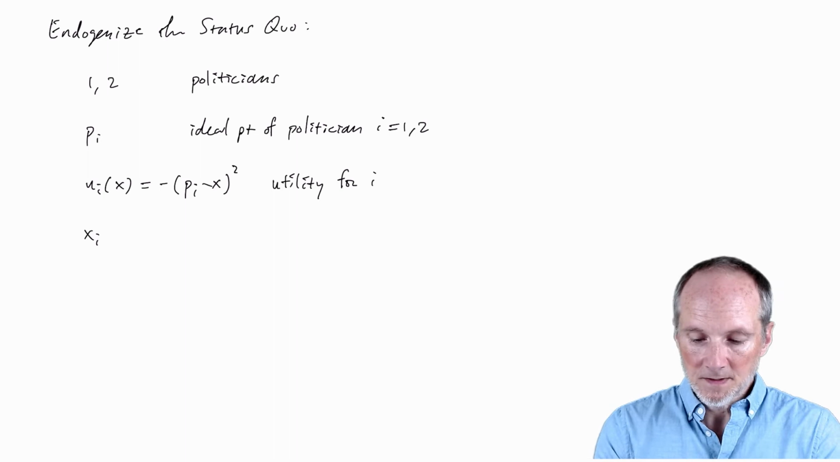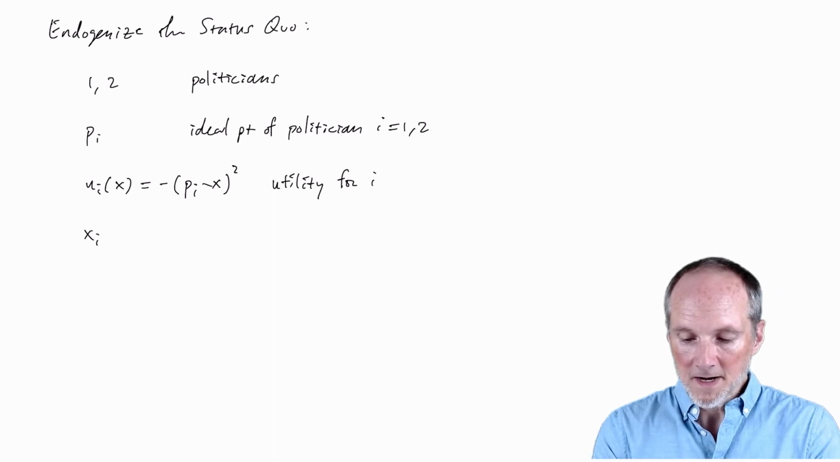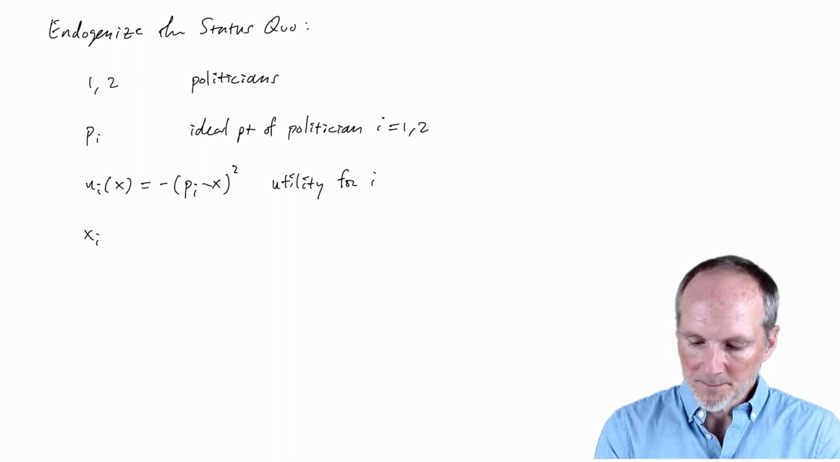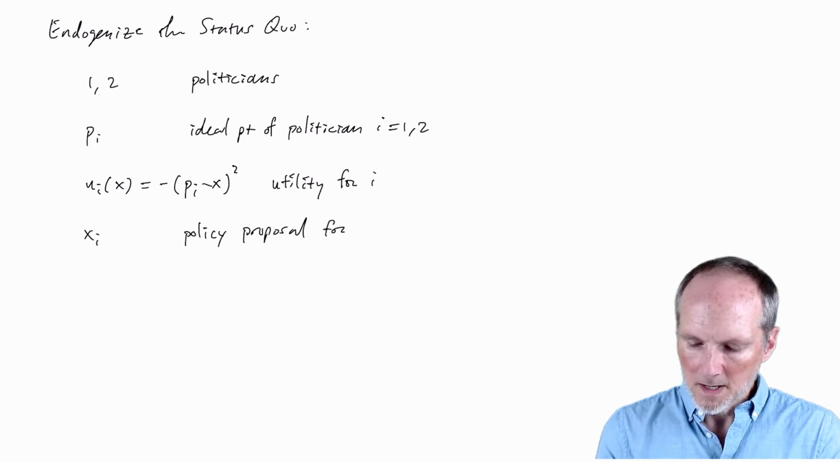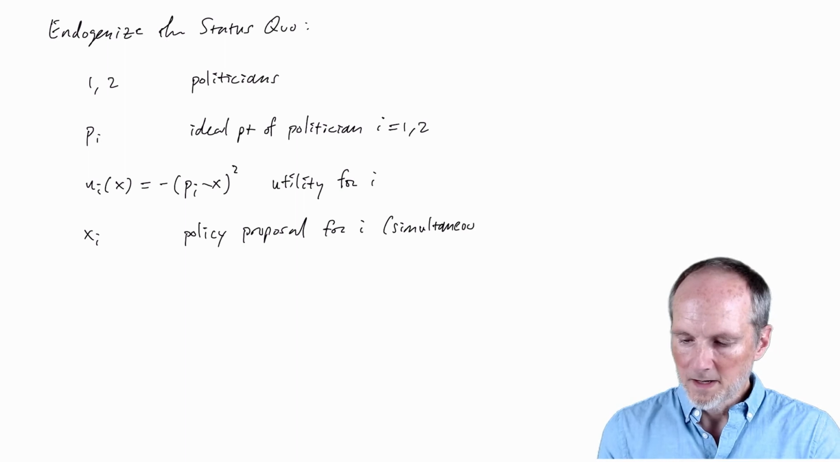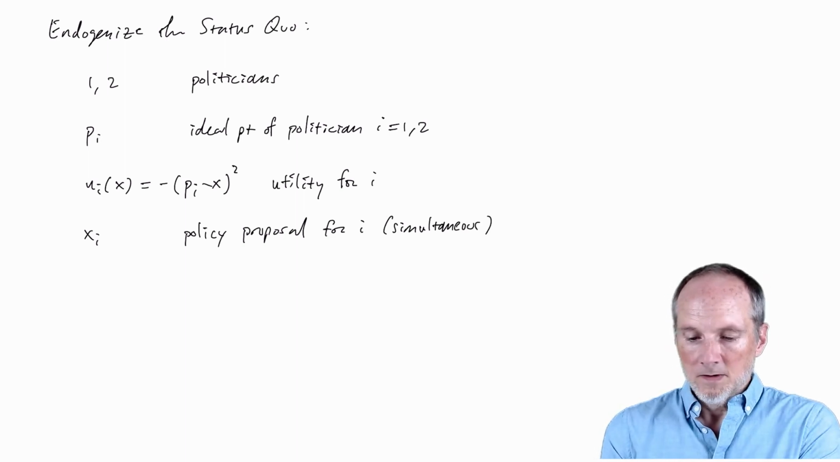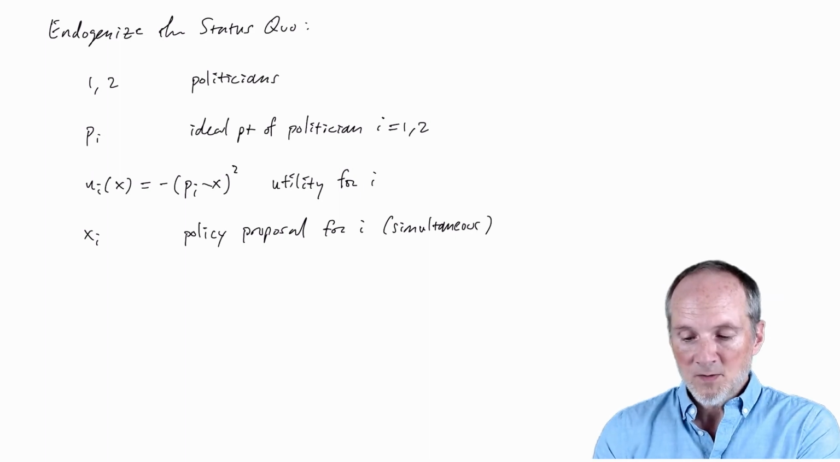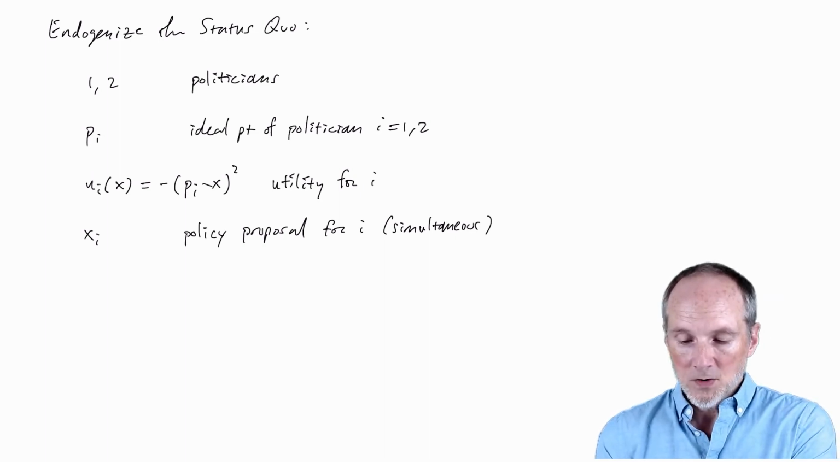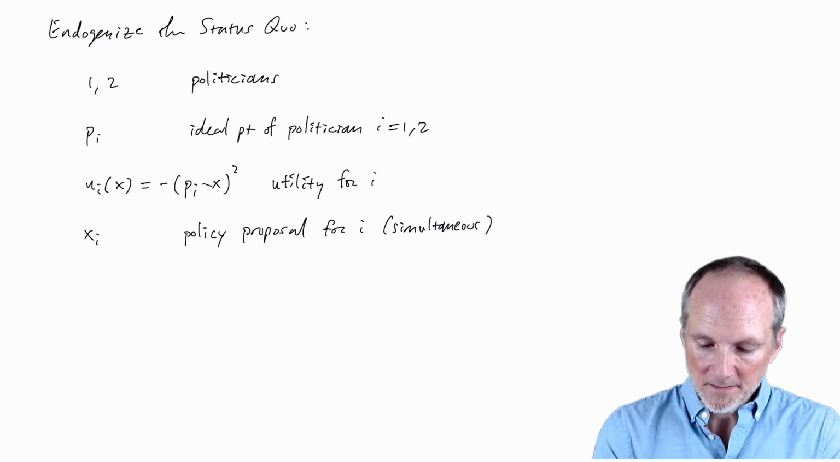each guy chooses a policy. Let's say xi is the policy choice of politician i, or policy proposal. And these are determined simultaneously. I'm going to again assume that there is a voter. Neither politician knows the location of the voter's ideal point.